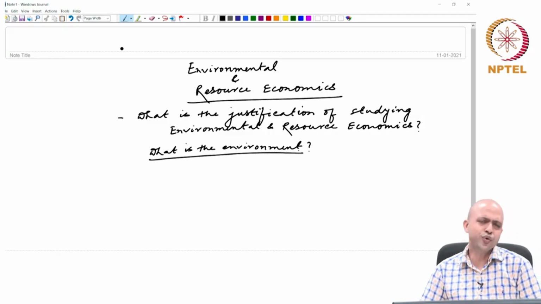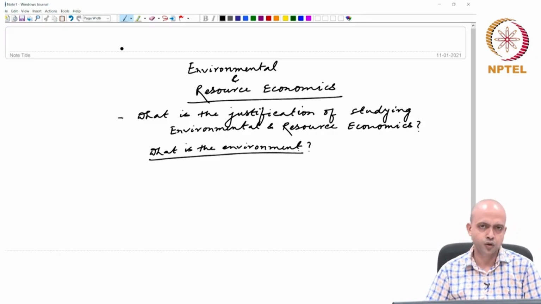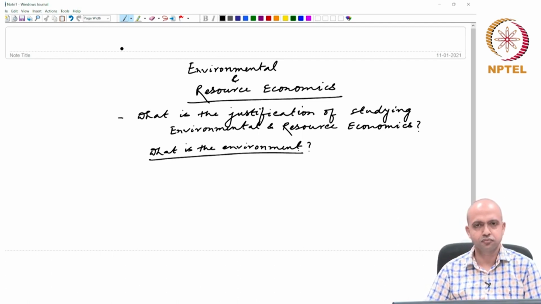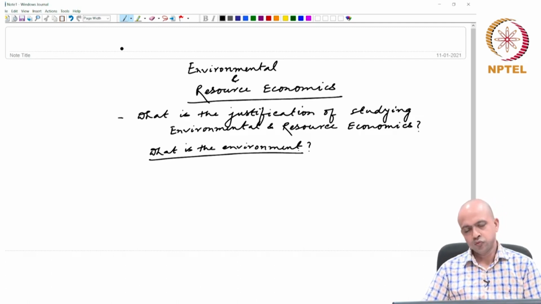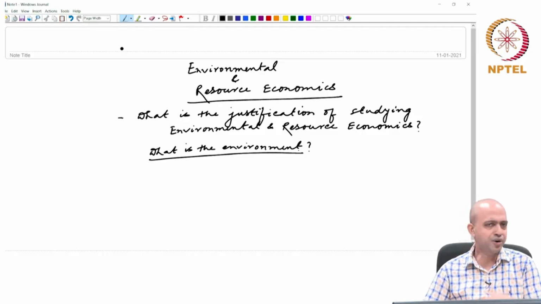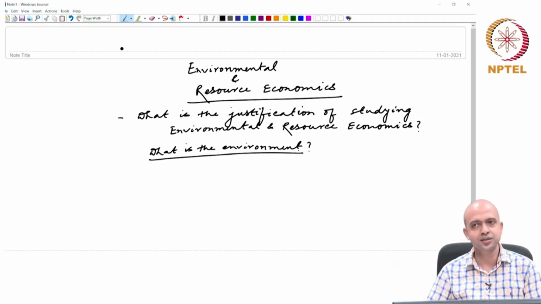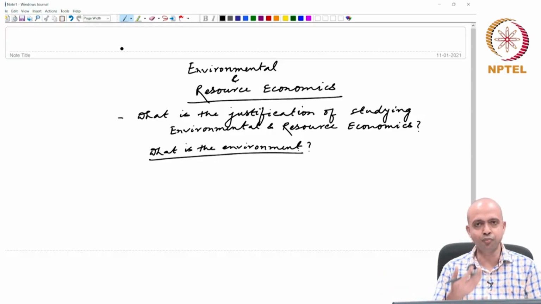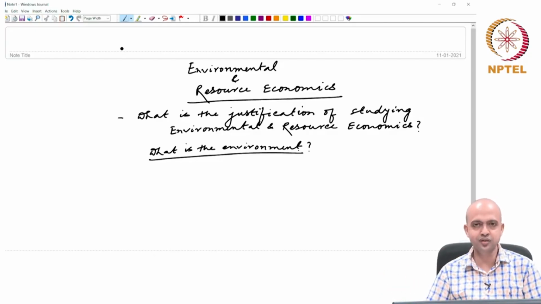Can you think of what you understand by environment? Take a minute and think about, when I say environment, what type of picture comes to your mind? Many people, when this question is asked, think that environment is basically our surrounding. That means what we see around us: the blue sky, the sea, the river, the trees, the birds, the cows, the human beings, and so on and so forth. That is the general understanding of environment.